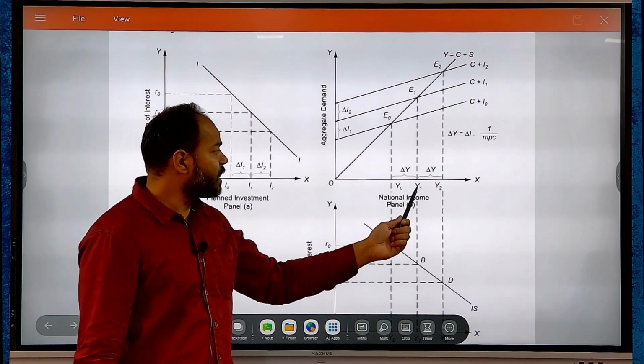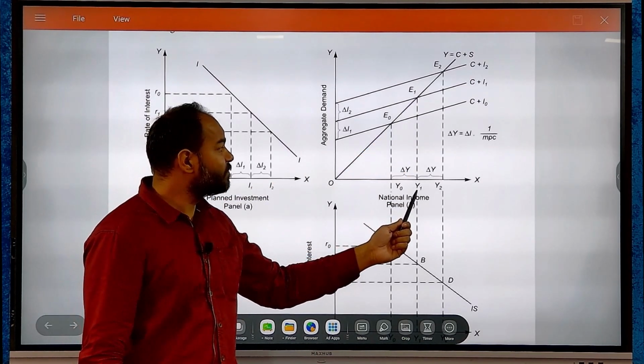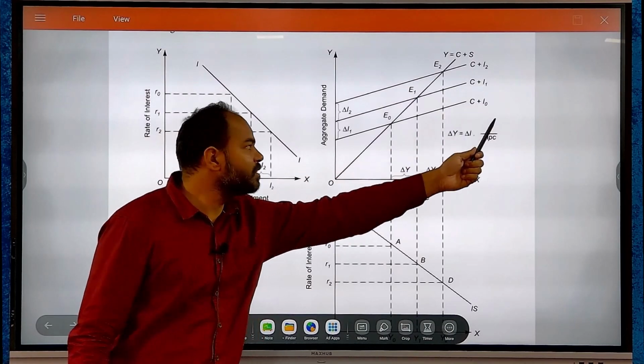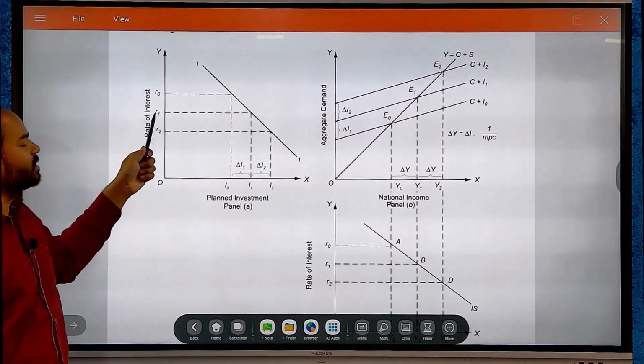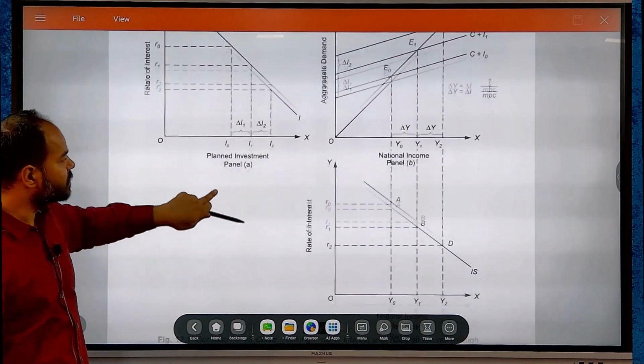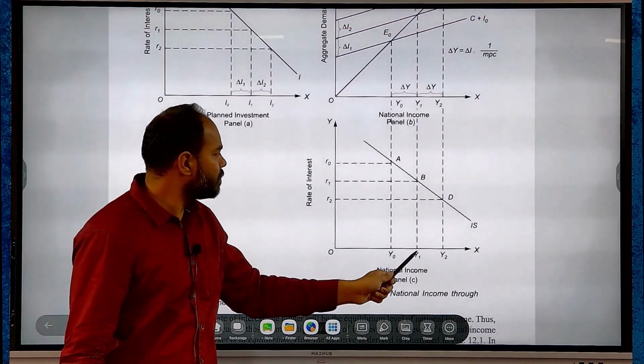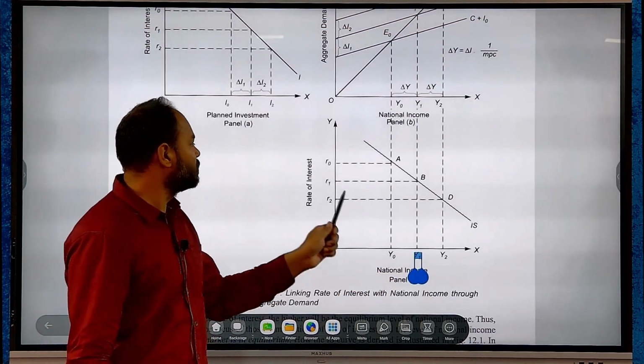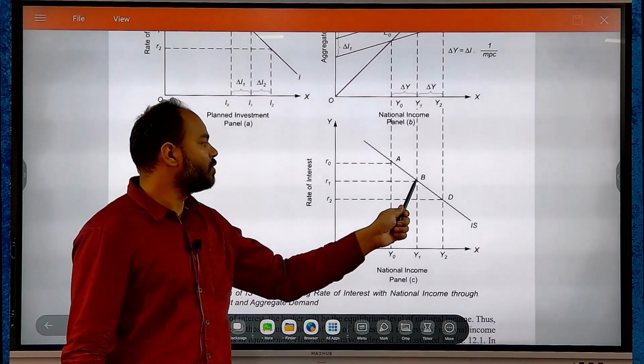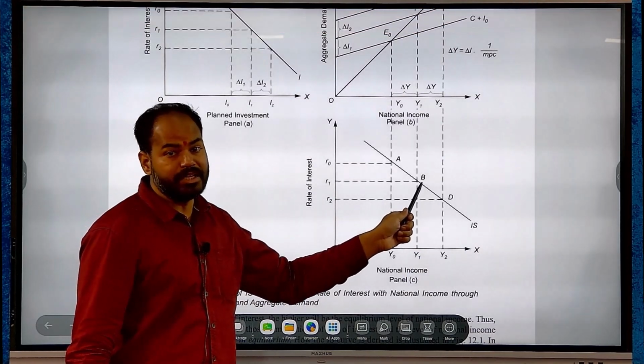So this equilibrium output Y1 is when there is investment of I1, and this investment I1 is when the rate of interest is R1. So this Y1 is at the rate of interest R1. So from this we get the coordinate B.